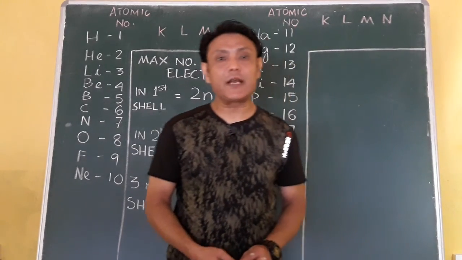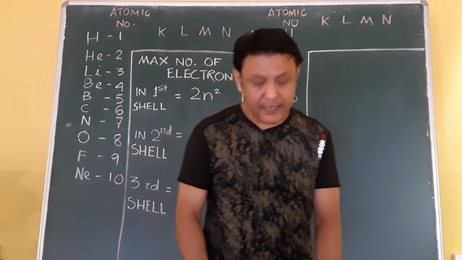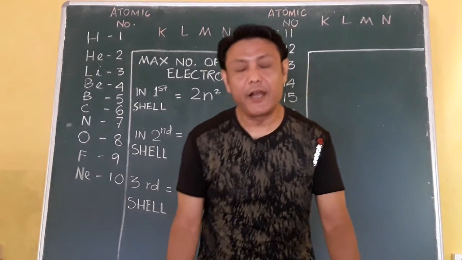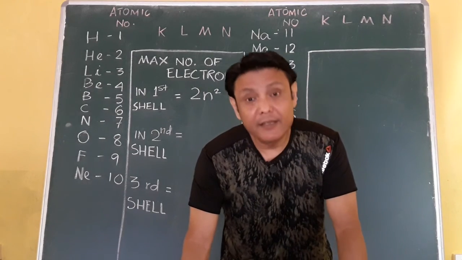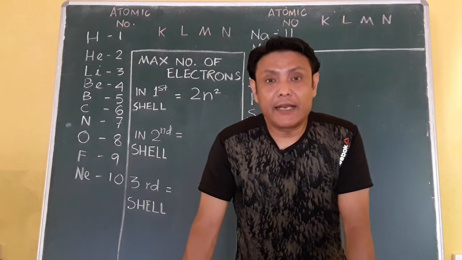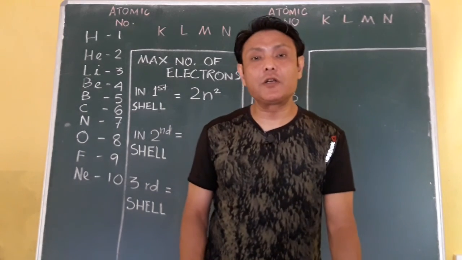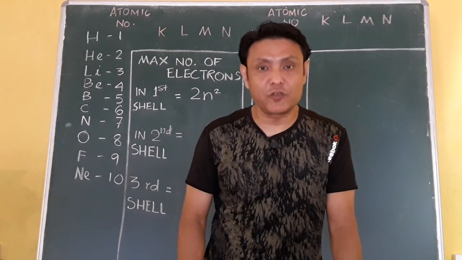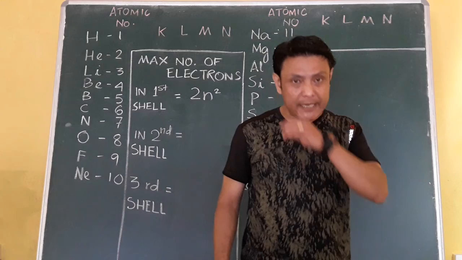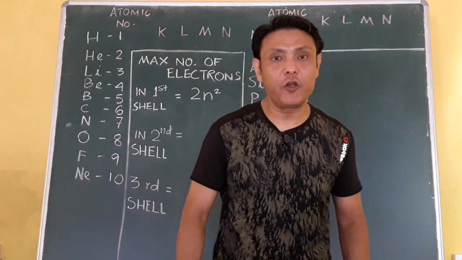Last class we talked about the atomic number and the mass number. The atomic number is represented by Z, and the atomic weight or the mass number is represented by the letter A. Now what is atomic number and what is mass number? Atomic number is the total number of protons in an atom of an element, whereas mass number is the total number of protons as well as neutrons in the nucleus of an atom of an element. Okay.